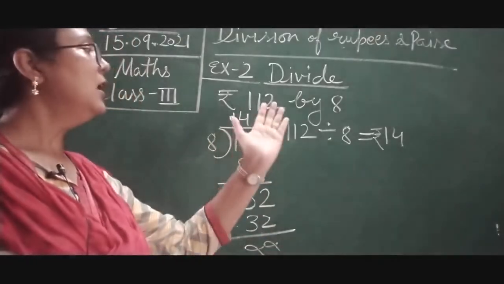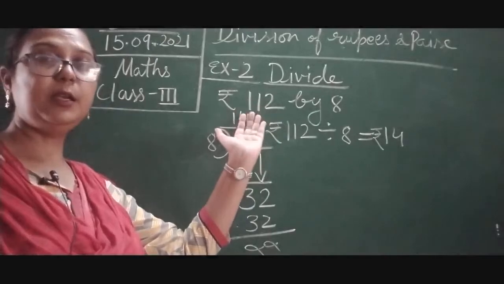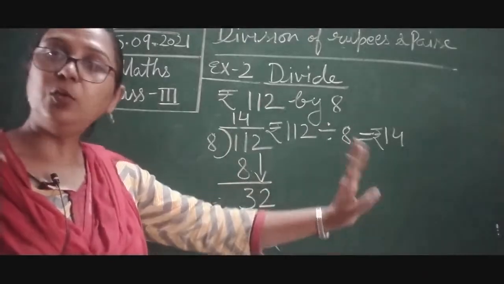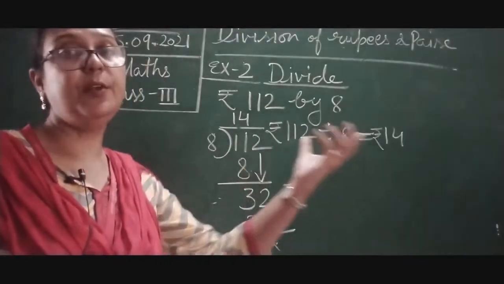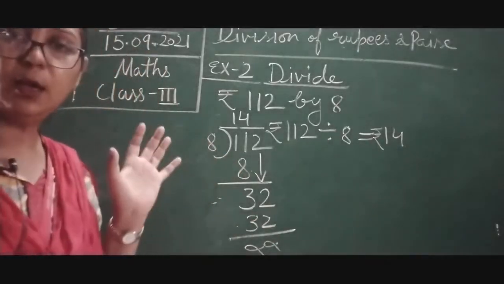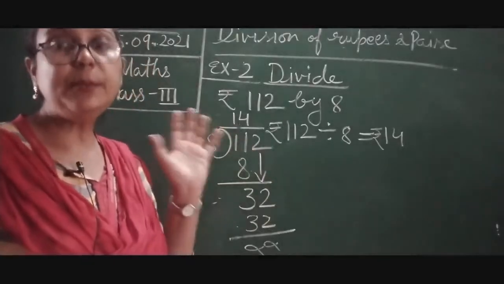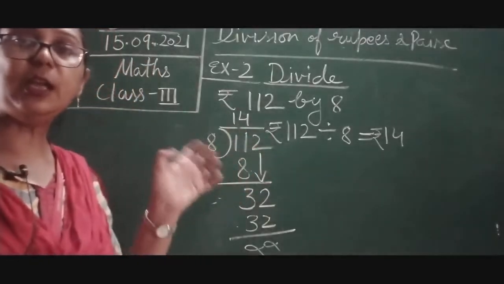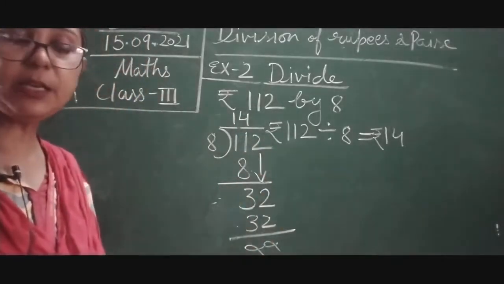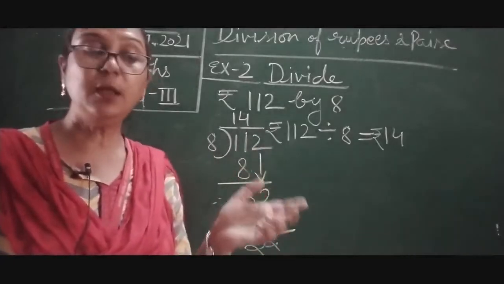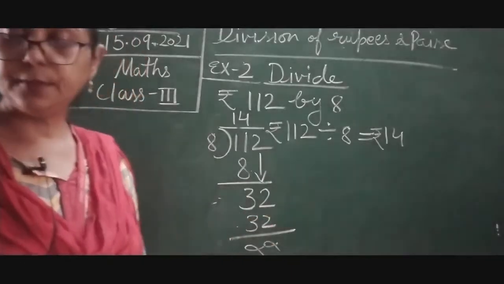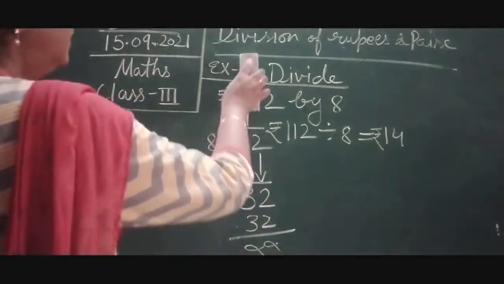If the amount is given in rupees, we will write the answer in rupees. If it is given in paise, we will write the answer in paise. This is the only difference, nothing else, and similarly as we have done division in our previous chapters, we will do it here also. So children, complete it. These are the 2 examples I have given. Now children, we will solve one more example, that is the 3rd example.